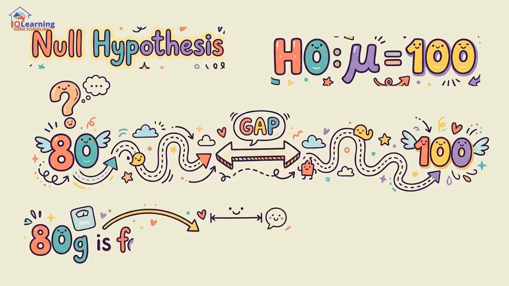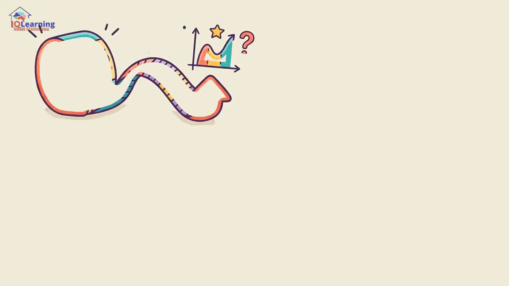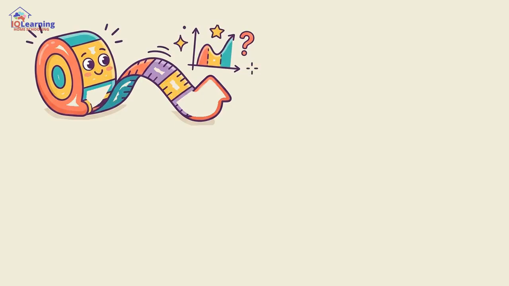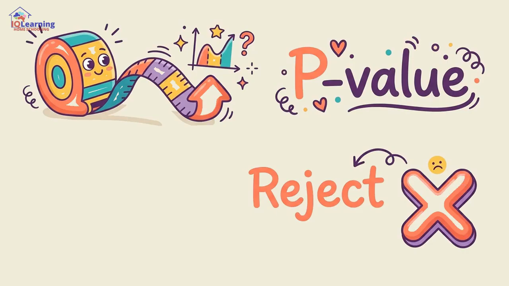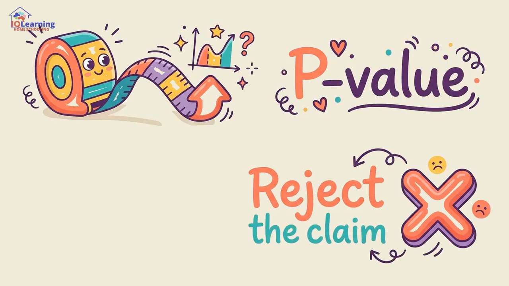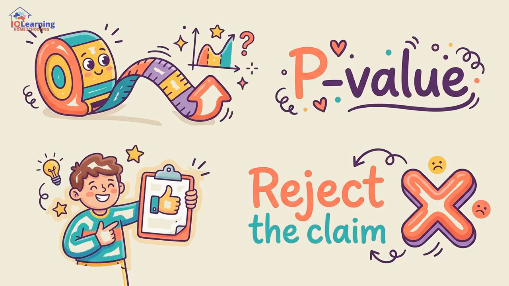An 80 grams average is extremely far from 100. Statistical tests measure how unusual that result would be if the company were actually telling the truth. They often summarize this using something called a p-value, which measures how surprising the data is under the original claim. If the result is very unlikely, we reject the claim. In this case, the student has strong evidence that the company's average weight is probably less than 100 grams.